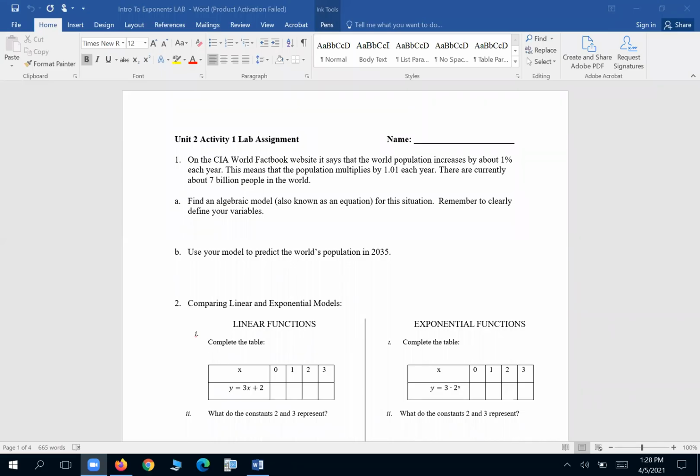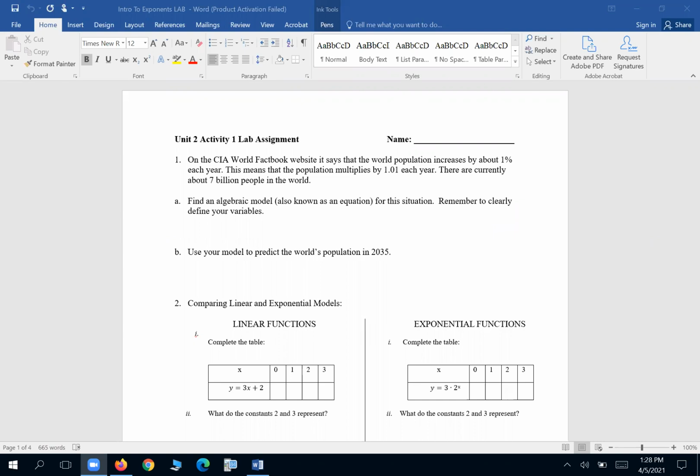Okay, here is a video on Unit 2, Activity 1, the lab assignment. It's based on exponential functions and comparing them to linear ones. So let's go ahead and do 1 and 2. Maybe we'll do a couple pages for this video. Let's read number 1 real quick.